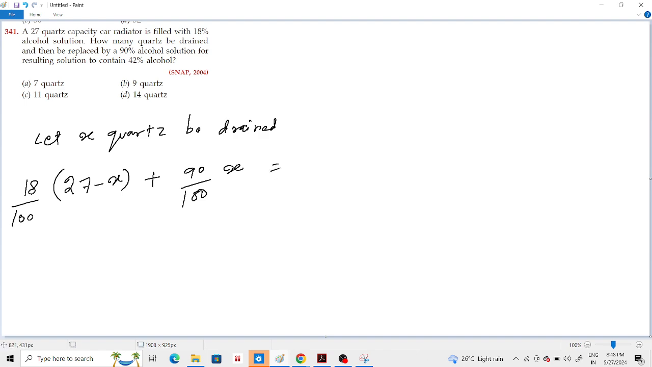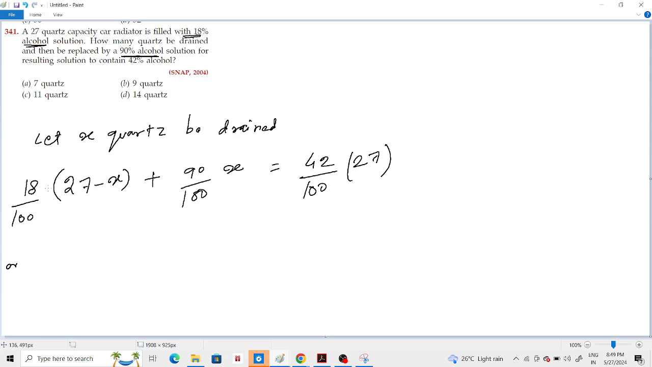Now this is equal to what? The resultant mixture has 42% alcohol. That means this is equal to 42 by 100 of what? See, 27. So x was removed and x is replaced, right? X amount of this particular solution is removed and x amount of this particular solution is added. So as a whole, the total amount still remains 27 quarts, right?